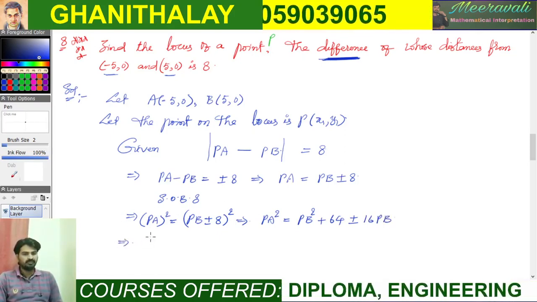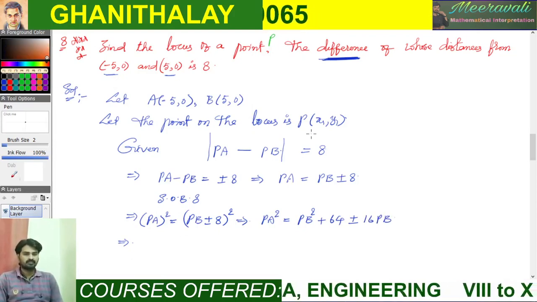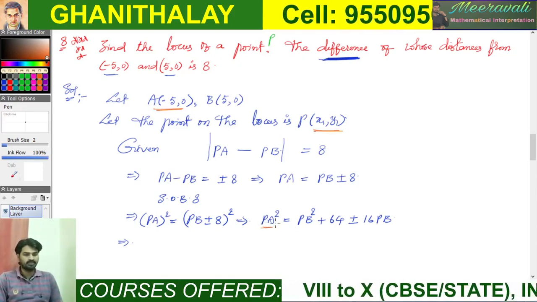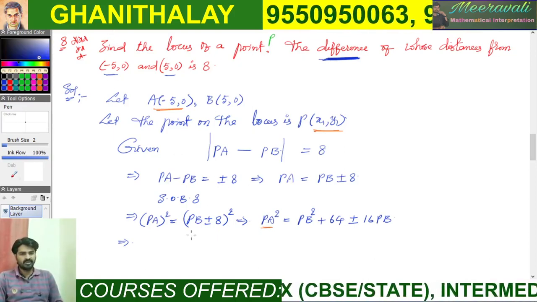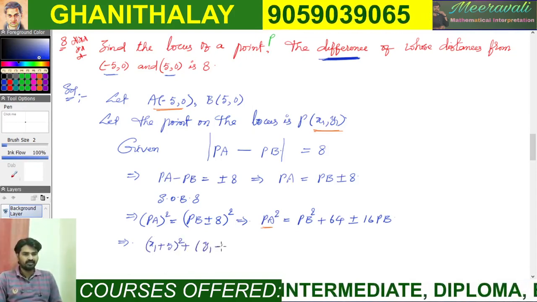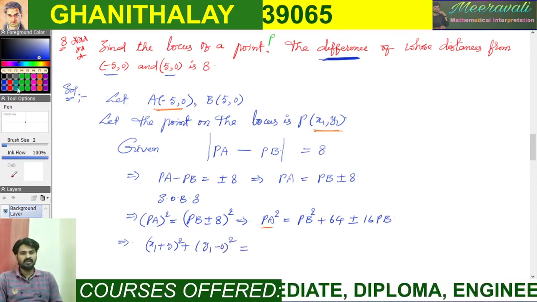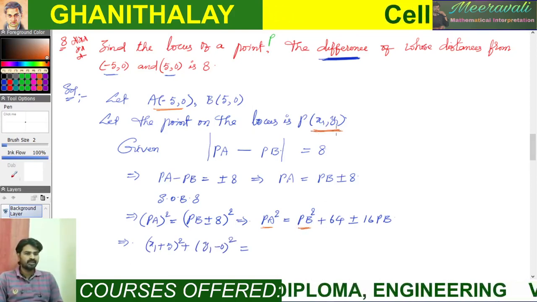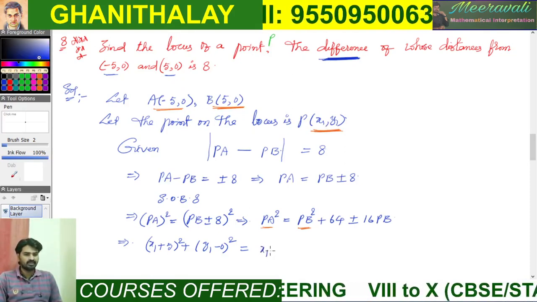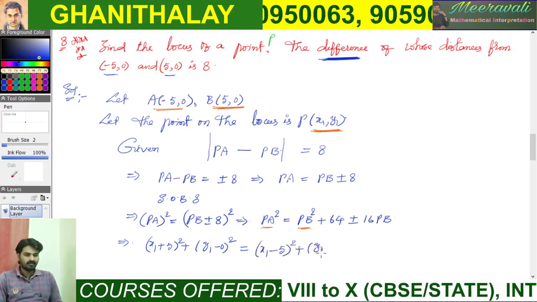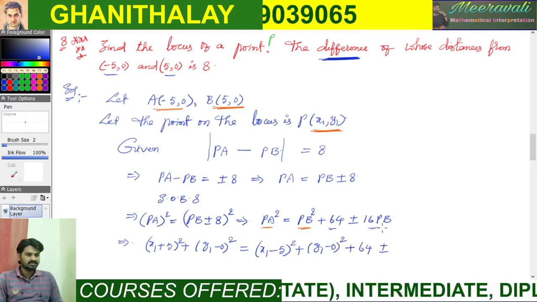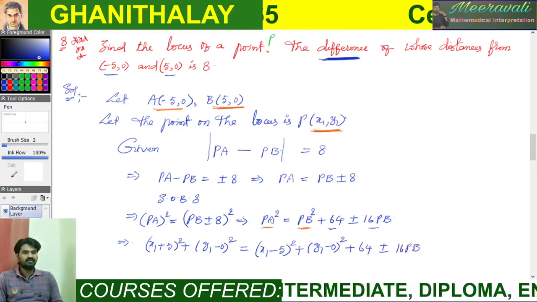Here we are going to write PA. P means the point (x1, y1), and A means the point (minus 5, 0). So you need to take the points P and A. Applying the coordinate differences: x1 plus 5 whole square plus y1 minus 0 whole square is equal to PB. For PB, you take the points P and B: x1 minus 5 whole square plus y1 minus 0 whole square, plus 64, plus or minus 16 PB.